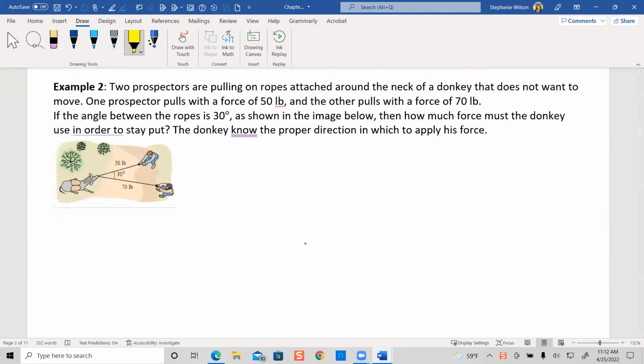Our next one says we have two prospectors, right here and right here, that are pulling on ropes attached to the donkey's neck that does not want to move. The prospector pulls with a force of 50 pounds and the other prospector pulls with a force of 70 pounds. So we got those two right there. If the angle between the ropes is 30 degrees, as shown in the image below, then how much force must the donkey use in order to stay put? The donkey knows the proper direction in which to apply the force. All right.